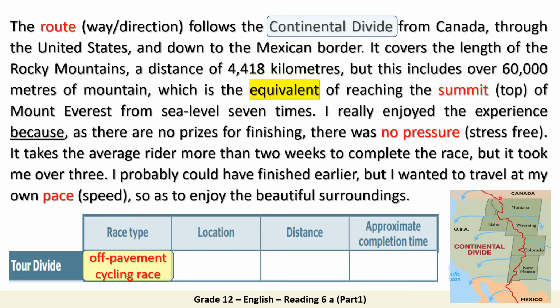It starts from Canada through the United States down to the Mexican borders, and it covers the length of the Rocky Mountains, which is a distance of 4,418 kilometers. But this includes over 60,000 meters of climbing, which is the equivalent of reaching the summit, the top of Mount Everest from sea level 7 times. Please use your dictionary to look this word up. You will need the answer for exercise E.